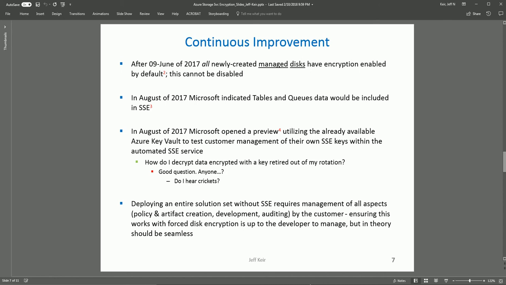August is when we start talking about tables and queues data being included in SSE. I haven't found any evidence of that actually happening. Also in August, the preview, quote-unquote preview, was made available, and you can still request access to this preview. You have to send SSE preview an email and ask for access to it, at which point you supposedly get some toggles on your blades, and potentially you have some commands available to you in the CLI.